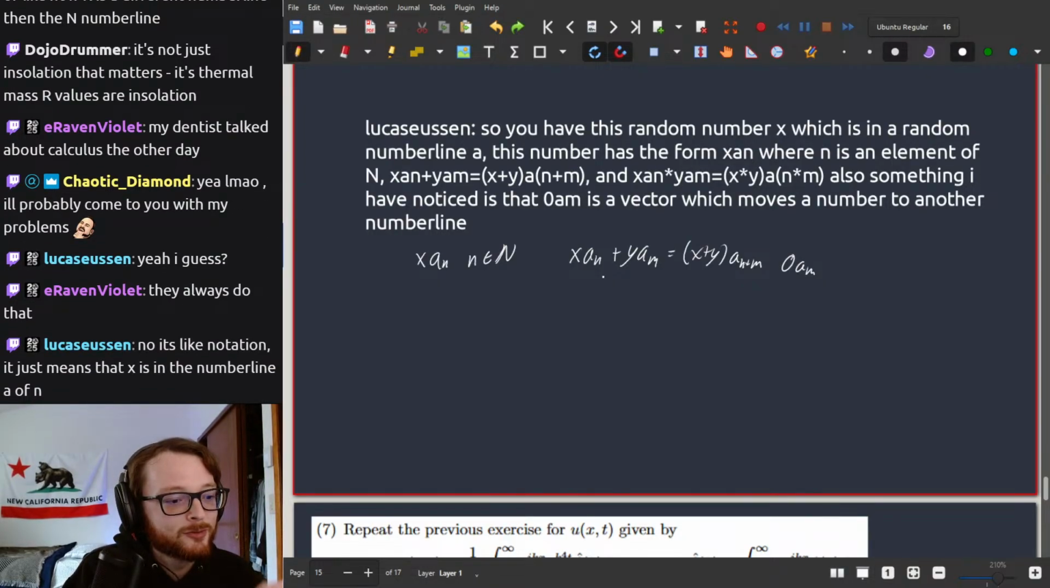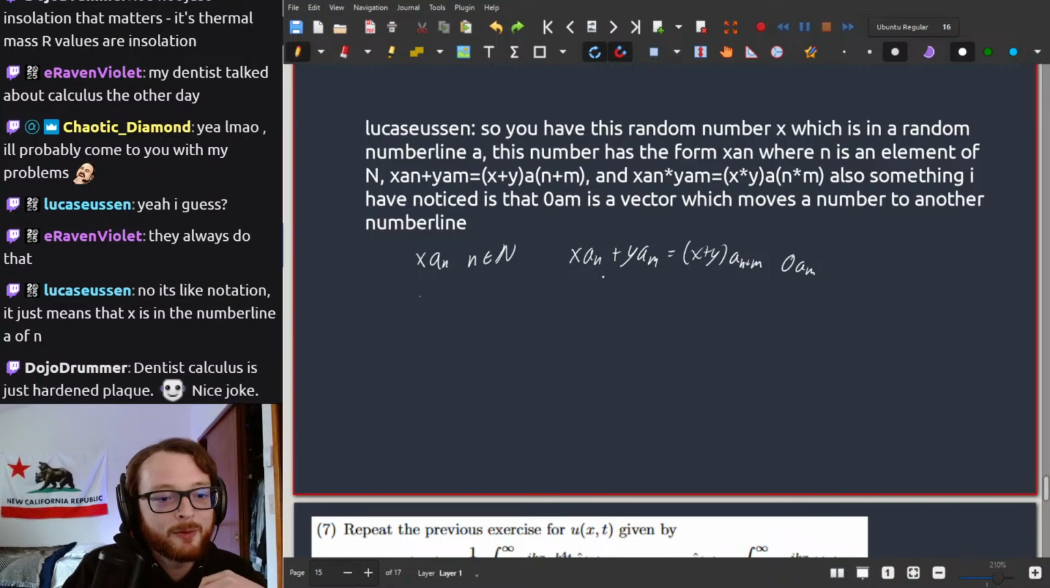It's like a notation. So maybe it's more like you meant like that. Like x is in a sub n.